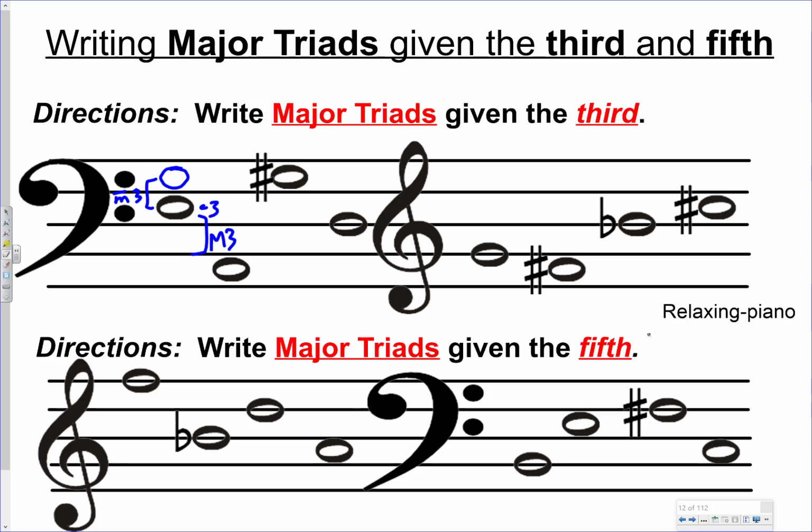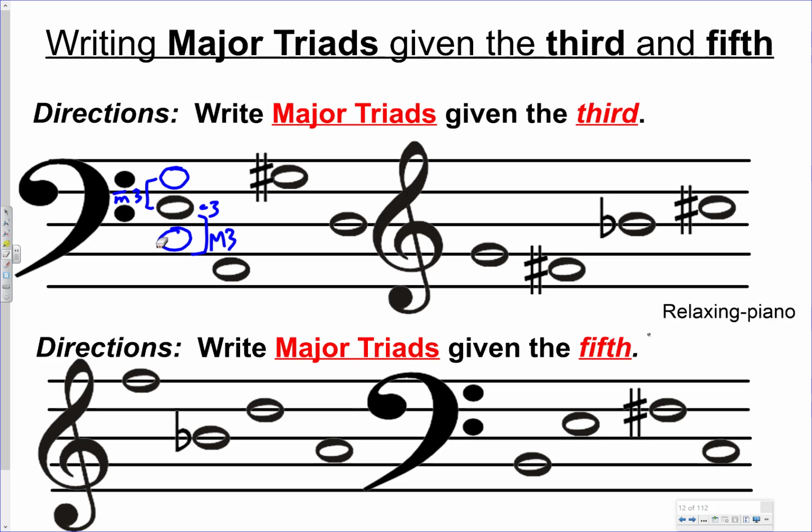If we start from E, which is our third, and we need to find the root, we have to go down a major third from E, making it a C. Double check that if C is the root, E is in the key of C, and G is in the key of C. Therefore, we just created a C major triad with the given third. Again, when you do this exercise, do not in any way alter the given note.